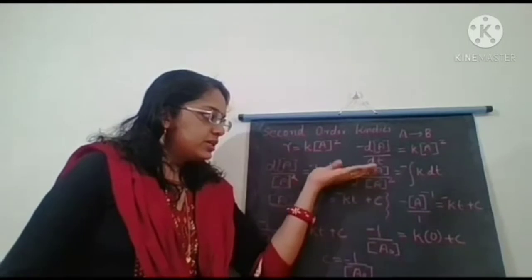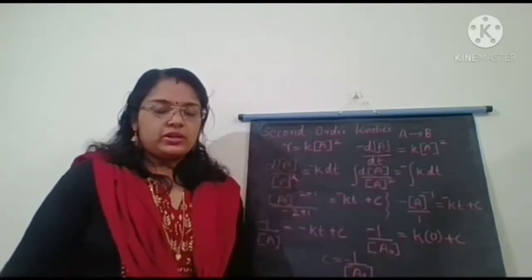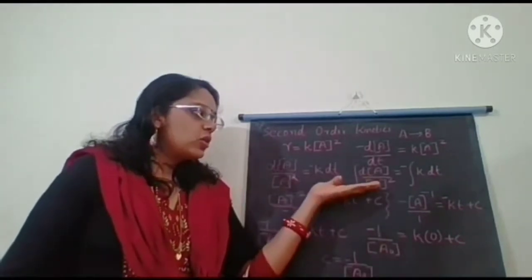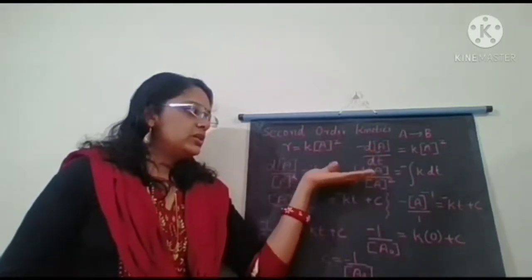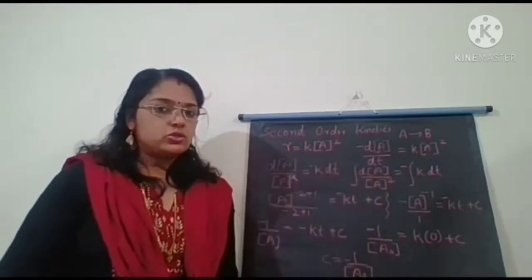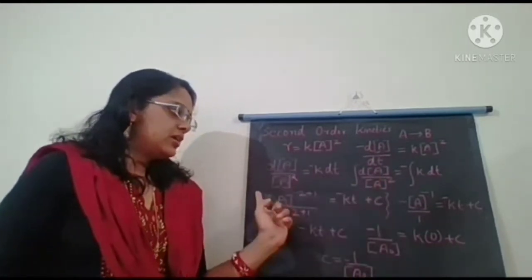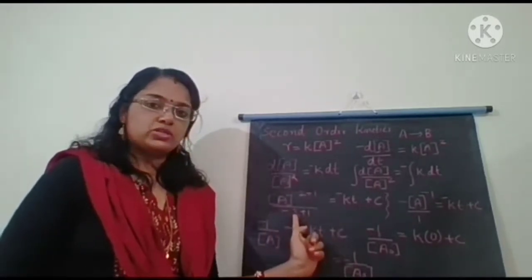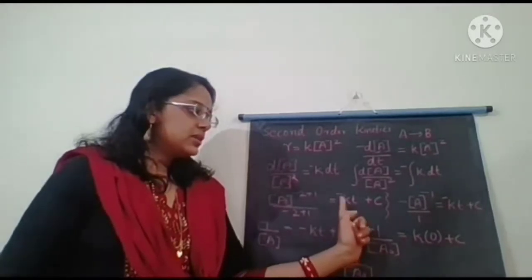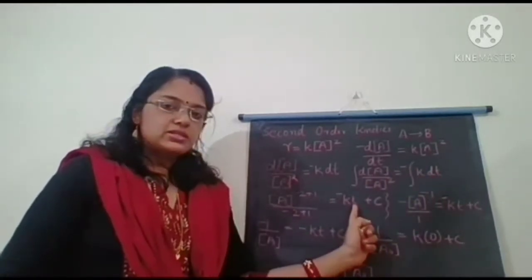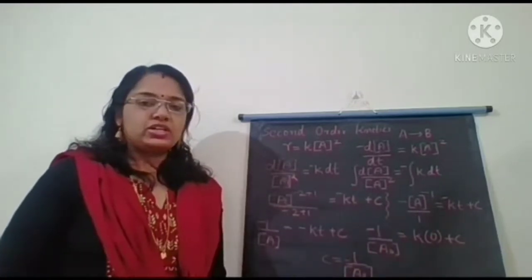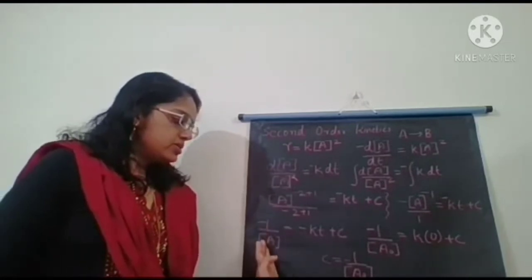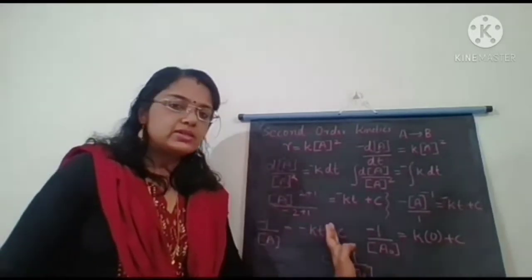When we look at this integration, dA divided by concentration of A square, it is in the form of x raised to n dx. Here the concentration of A square can come to the numerator as concentration of A raised to minus 2 dA. Then we can integrate as concentration of A raised to minus 2 plus 1 divided by minus 2 plus 1 is equal to minus K. Then the integration of 1 dt is t plus the constant of integration, C. Then on rearranging we get minus 1 by concentration of A is equal to minus Kt plus C.